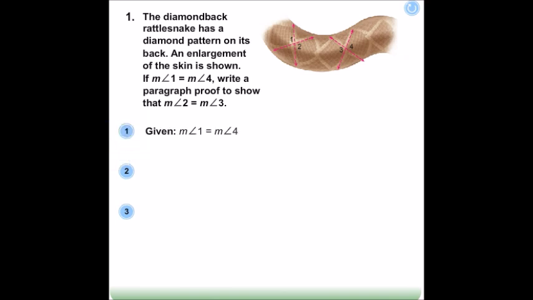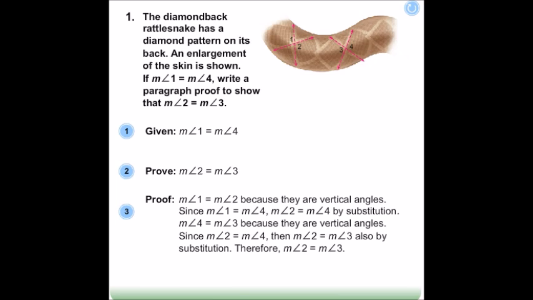First, we know that the measure of angle 1 is equal to the measure of angle 4 because that information is given to us. Second, we need to prove that the measure of angle 2 equals the measure of angle 3. We can do this by knowing that the measure of angle 2 equals the measure of angle 1 because they are vertical angles by definition. Since the measure of angle 1 equals the measure of angle 4, the measure of angle 2 also has to equal the measure of angle 4 by substitution.